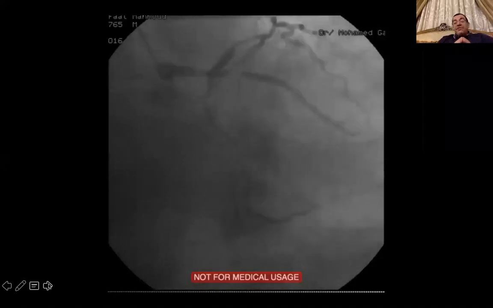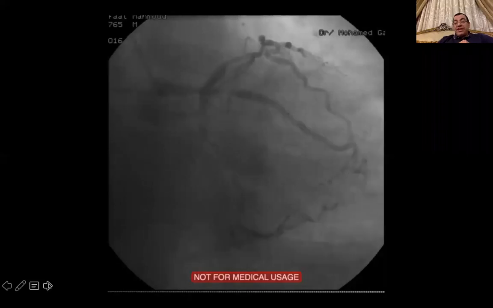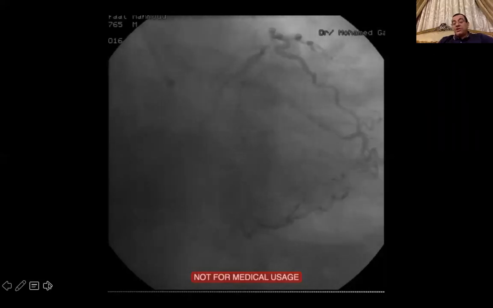He was a 40-year-old gentleman, diabetic, hypertensive, with a very strong family history. He has a normal renal function. He came to us.